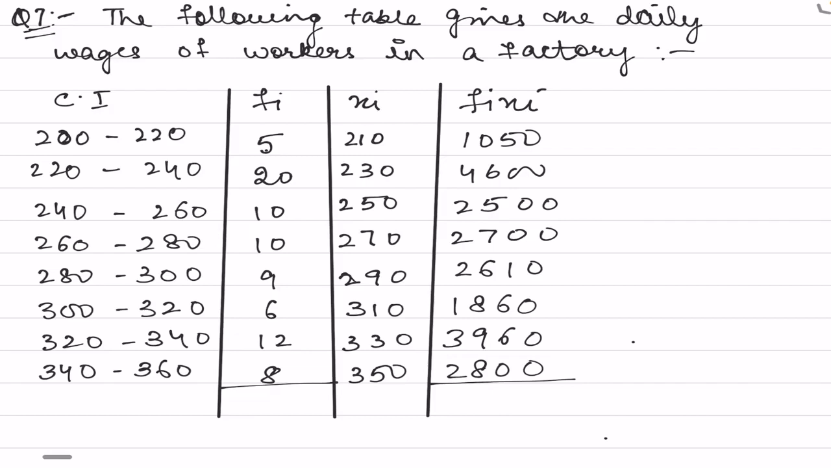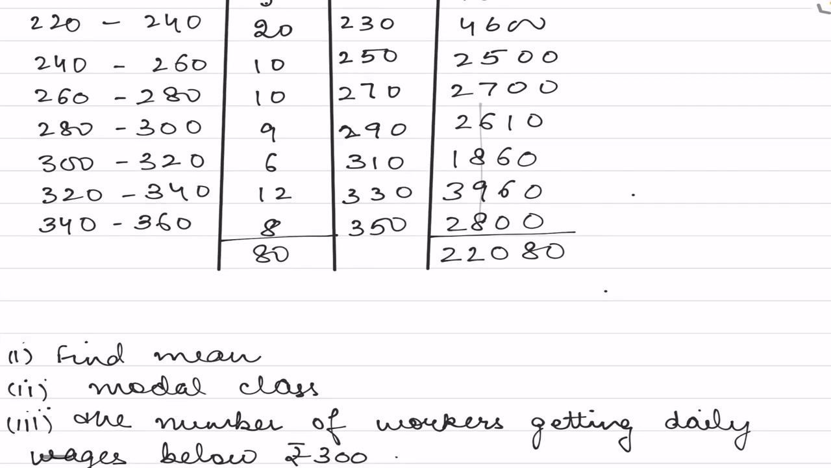So we add all the values. When we add, we will get 22,080, and the sum of frequencies is 80. So we'll calculate the first part of the question, that is the mean. The mean is equal to summation of fi xi upon summation of fi. So just substitute the values and do the calculation.